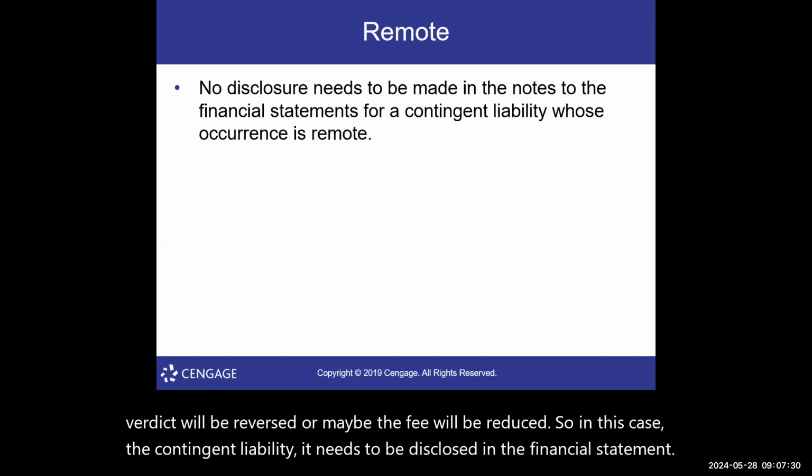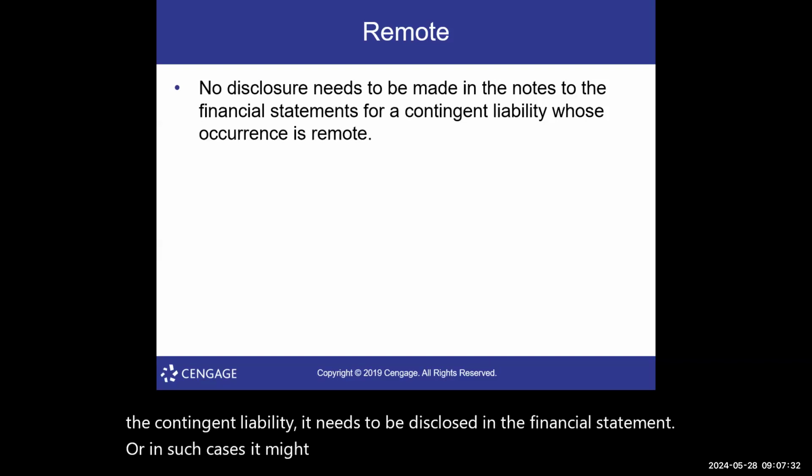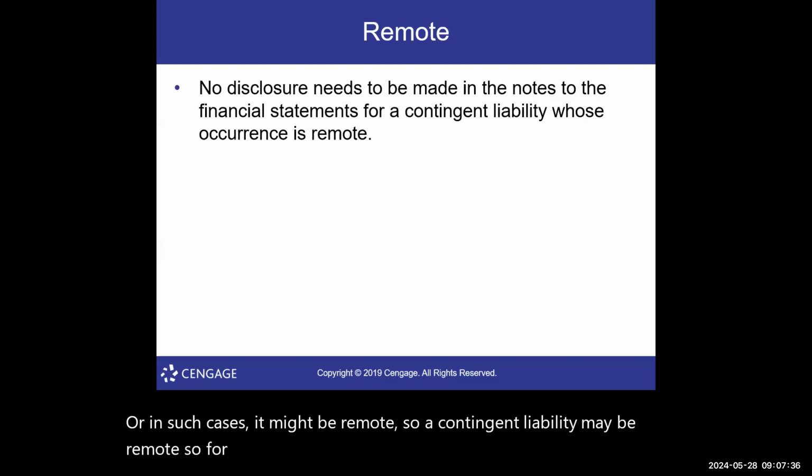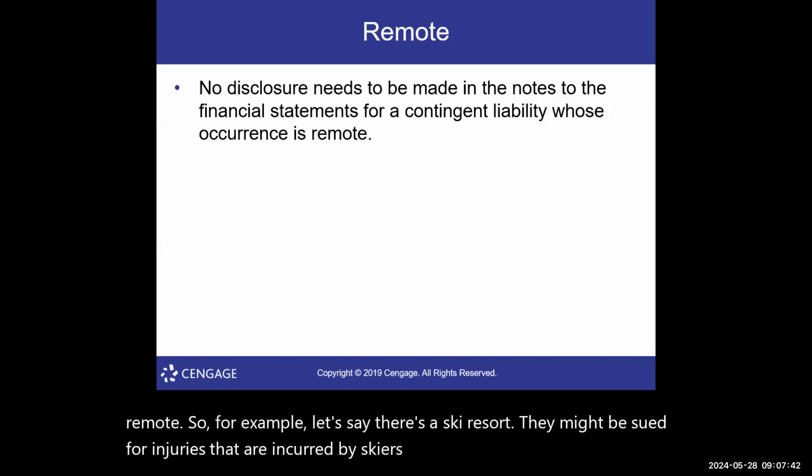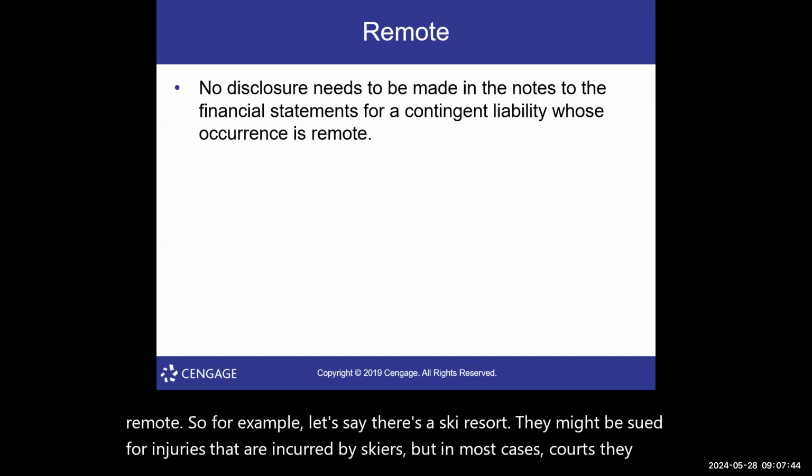Or in such cases, it might be remote. So a contingent liability may be remote. For example, let's say there's a ski resort. They might be sued for injuries that are incurred by skiers. But in most cases, courts find that the skier accepts the risk.